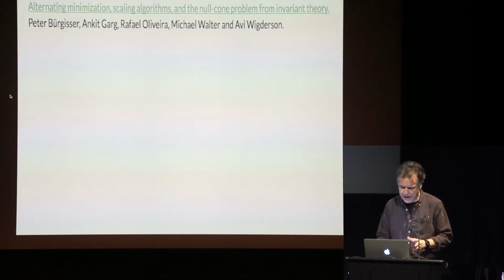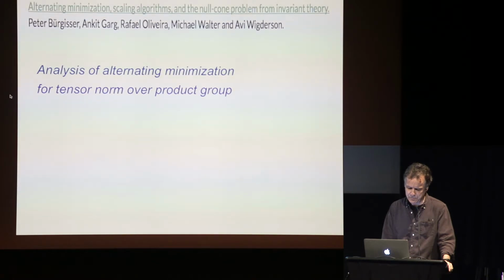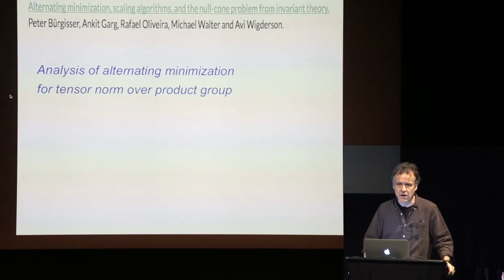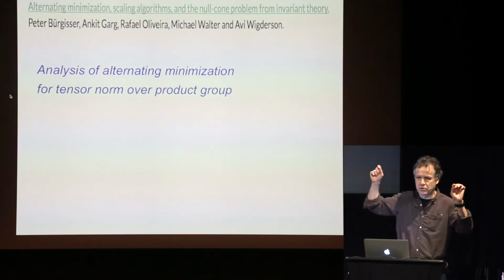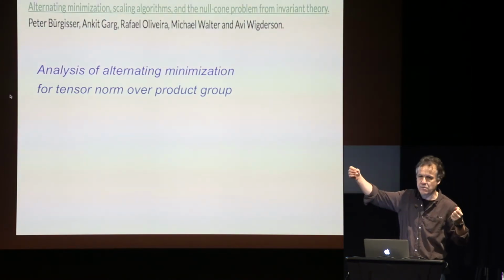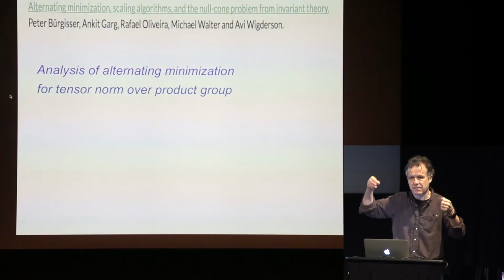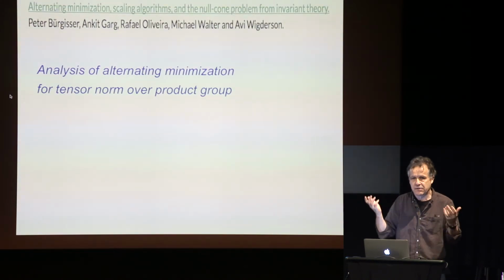Okay, and the last but not least paper, with long titles and many names, is about analyzing alternating minimization for tensor norms over product groups. Let me unpack this quickly. Consider in 3 dimensions, you have 2 convex bodies, and you want to compute the shortest distance from one to the other. A natural way of doing it is to take 2 points, fix one, and move the other as close as you can to the first while remaining on the convex body, and then you fix that one and move this one, and you alternate like this. Now this could take a long time.